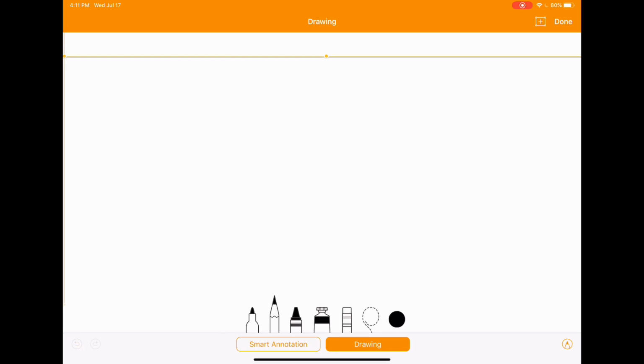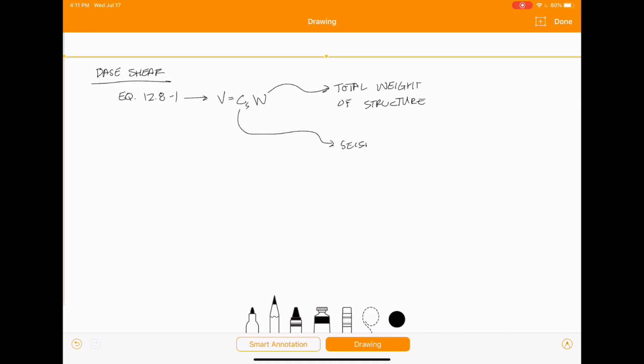So for base shear, we're going to use equation 12.8-1, and that says that your base shear equals the seismic coefficient times the weight of your structure. So this here is going to be the total weight of structure. So you take all your dead loads, you add them up, and that's the total weight of your structure. This here is your seismic coefficient.